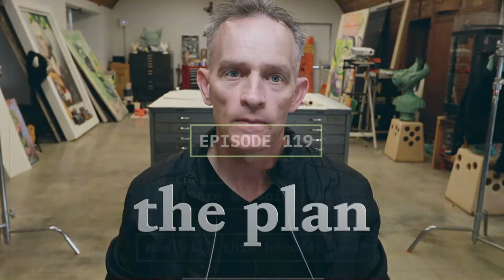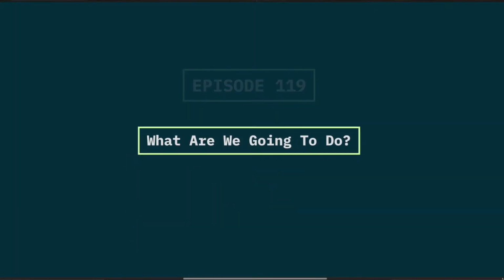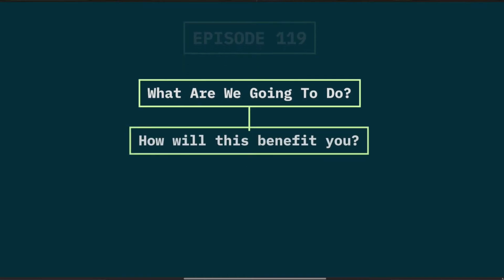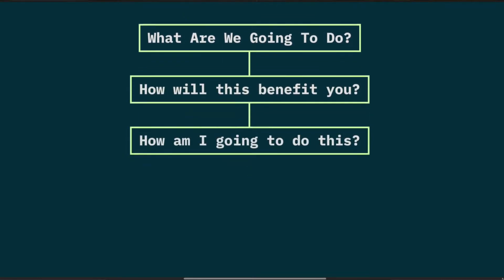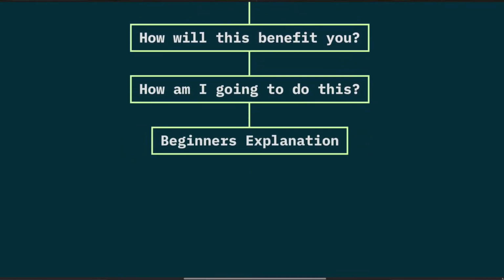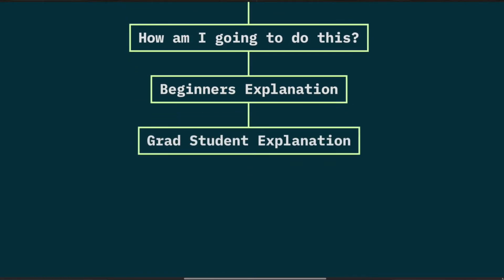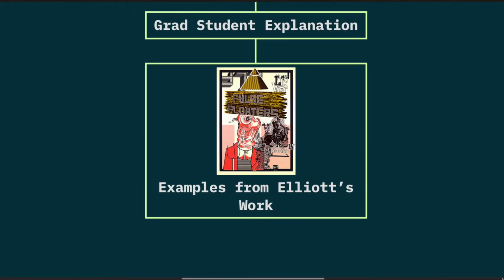What's the plan for the video? I'm going to explain the process two ways. My first explanation will be for the beginner. My second explanation will go into greater depth and be more aimed at the grad student. In both explanations, I'm going to step through the creative process using diagrams.